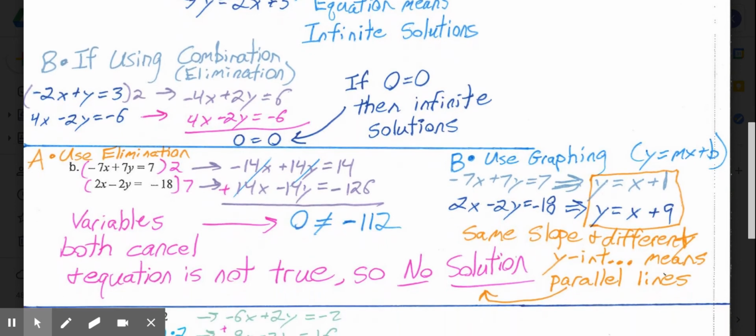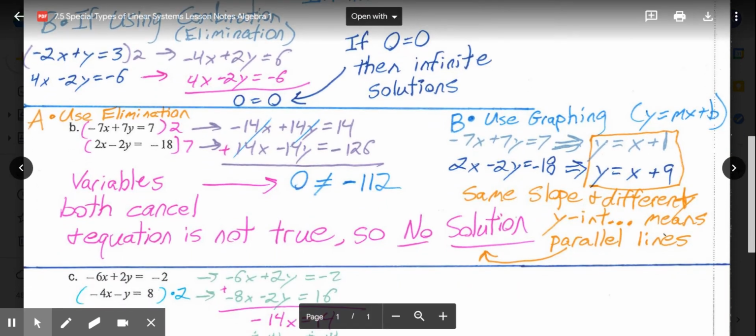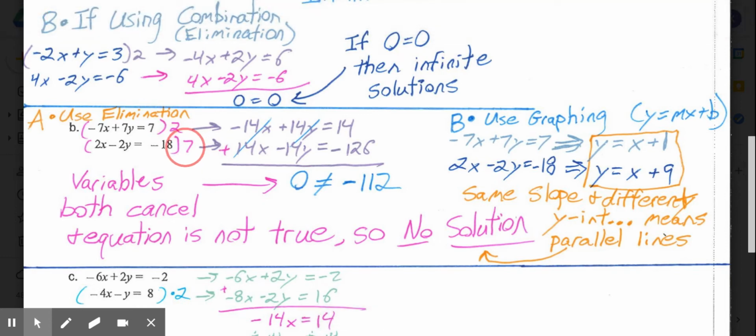Let's look at example B. In example B, I used elimination and graphing again. If we look at the elimination approach, I had to multiply the top equation by 2 and the bottom by 7 to allow my variables to cancel. The top equation became negative 14x plus 14y equals 14. The bottom equation was 14x minus 14y equals negative 126. When we add those two equations, both my variables canceled, so I'm just left with 0 on the left. The right-hand side of the equation became negative 112.